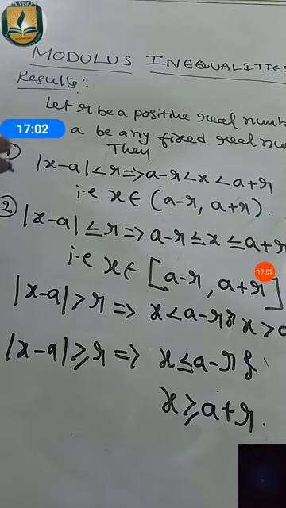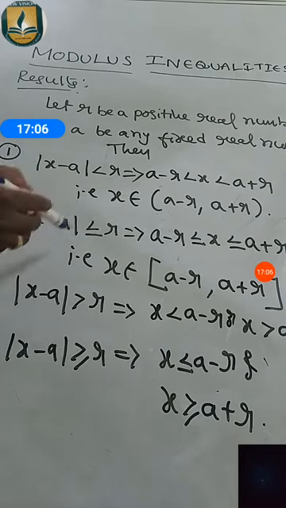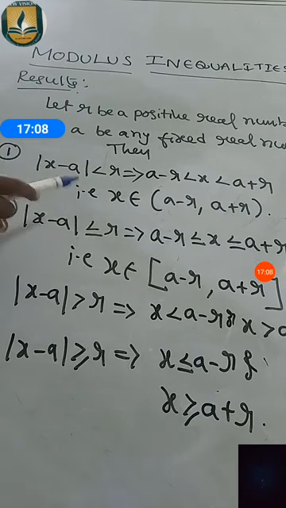Now the second one, we have modulus of x minus A less than or equal to R. The only difference between the first one and the second one is that here it is less than R and here it is less than or equal to R.